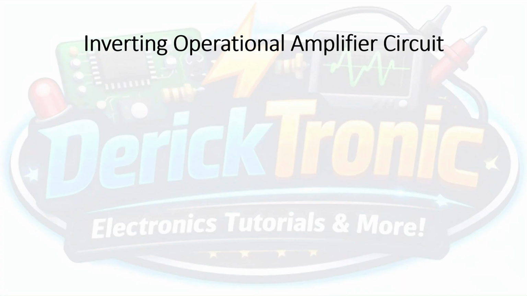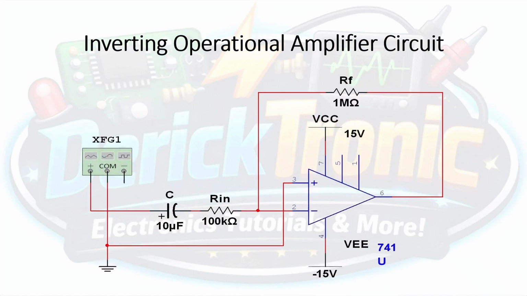The schematic diagram of the inverting operational amplifier circuit we will be constructing today would look like this. As you can see here, we have the operational amplifier on the right side with the pins numbered as follows. Pin number 3, our non-inverting input, will be connected to ground. Pin number 2, our inverting input, will be connected to a resistor, which we will call the input resistor. We will use a 100 kilo ohm resistor for this purpose. And that resistor will be connected to a capacitor, a 10 microfarad capacitor. Also take note that the capacitor has a polarity.